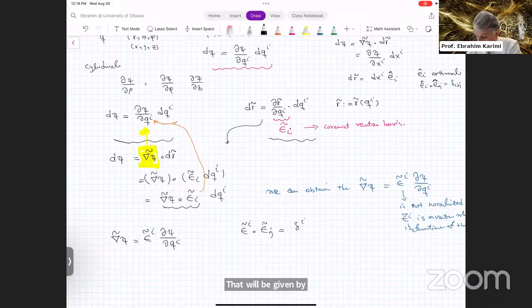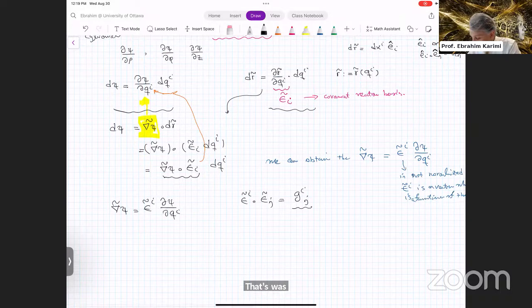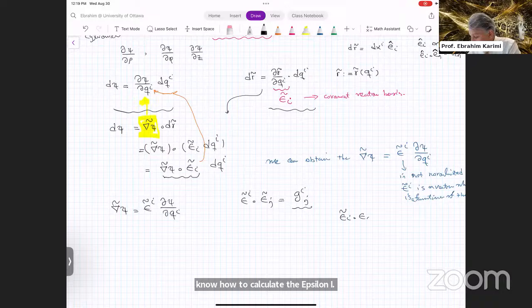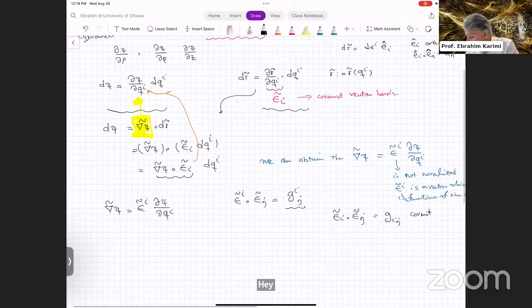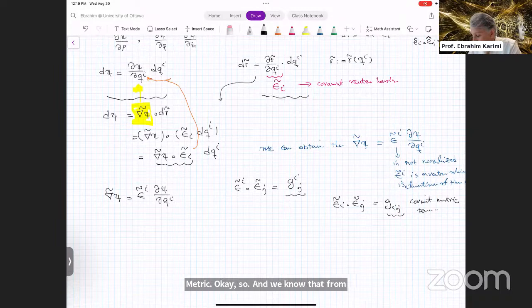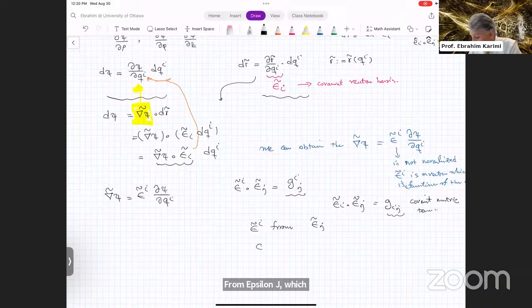That was gij, which is related to the metric. But we know how to calculate the εi. So εi · εj was the covariant metric tensor. And we know that from knowing the metric, you can build up εi from εj, where εi is given by gij εj.